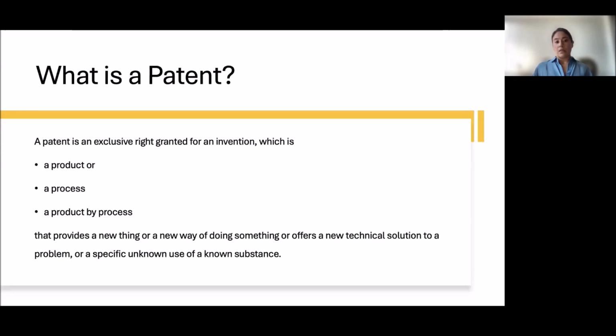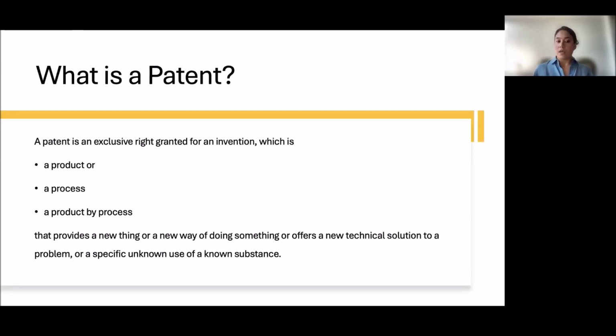And it is an exclusive right for an invention, which means by using this protection granted by a patent, you can stop people using, selling, or offering to sell this invention within the designated territory that you indicate in your application. And this patent could be a product, a process, a product by process, or you can include all, depending on the invention. So there's no one-size-fits-all.